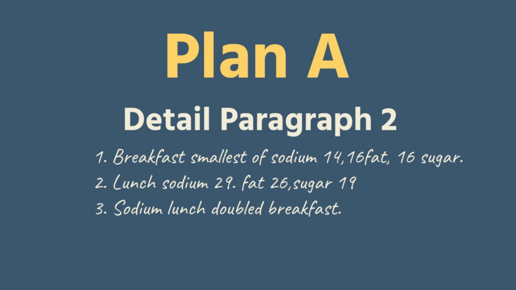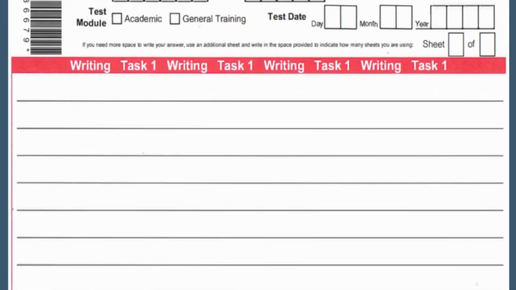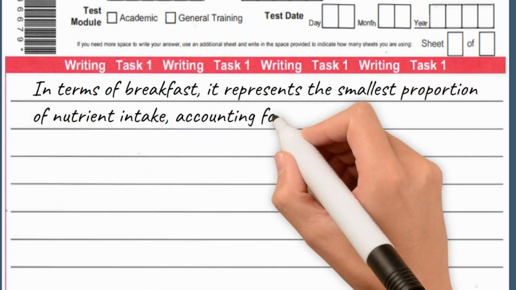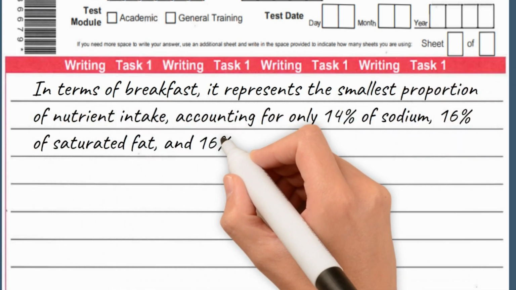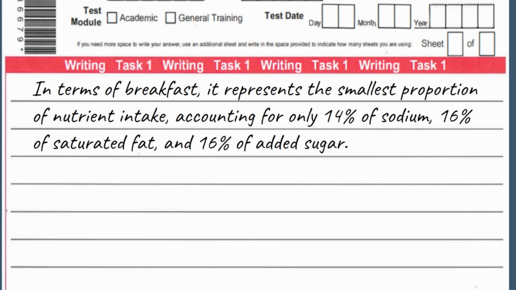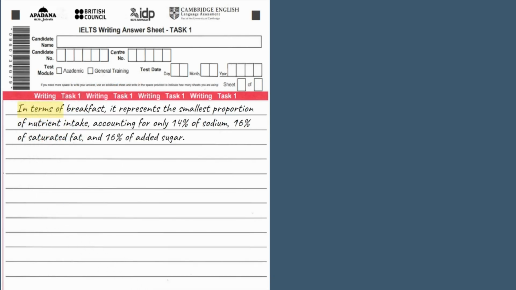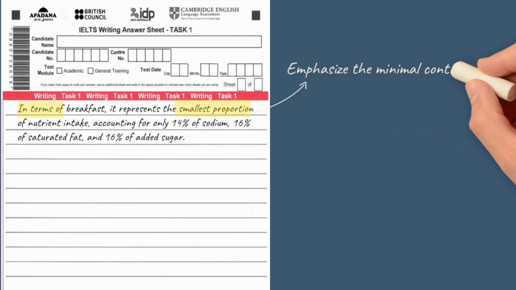Detail paragraph 2. Plan A. Sentence 1. In terms of breakfast, it represents the smallest proportion of nutrient intake, accounting for only 14% of sodium, 16% of saturated fat, and 16% of added sugar. "In terms of", again, introduces my subject clearly and effectively. Then, emphasize the minimal contribution by providing precise figures.